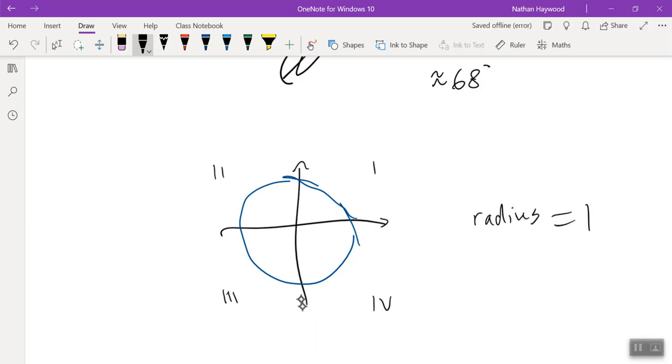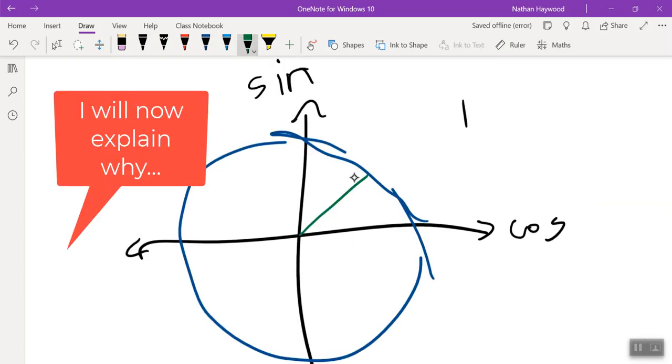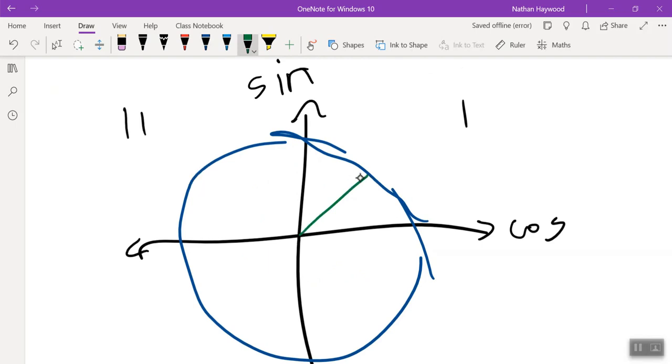The axis that we normally call the x-axis is called the cos axis. The axis that we normally call the y-axis is called the sine axis. Does anyone want to guess why we call them the cos and sine axis? If we have a line from the middle to the outside of the circle, it forms a shape with 3 sides called a triangle.